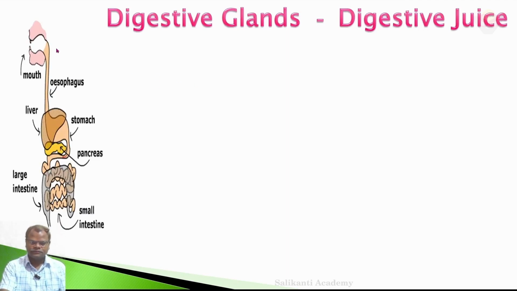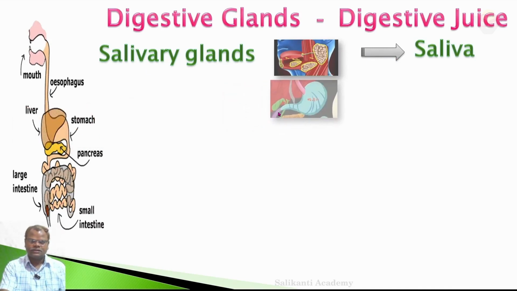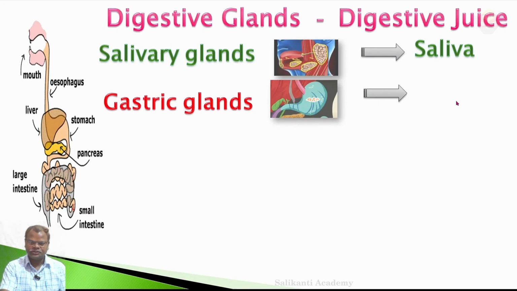This is the animation figure of the digestive system. In the buccal cavity, there are three pairs of salivary glands. These salivary glands secrete saliva, and in the stomach there are gastric glands. These gastric glands secrete gastric juice.